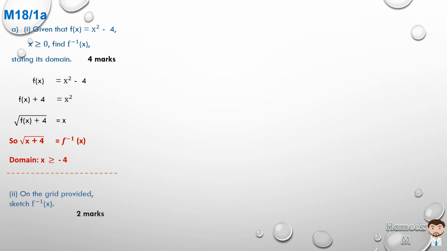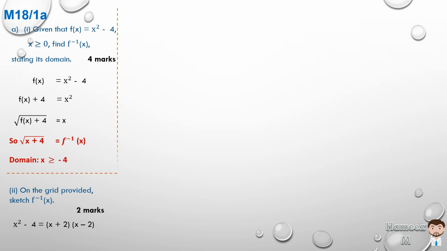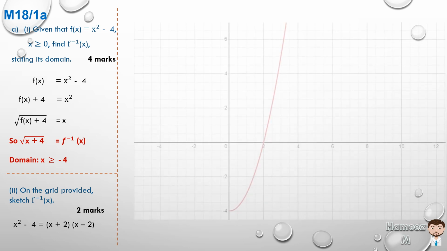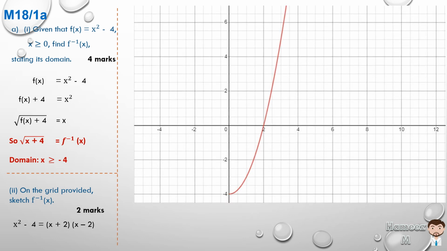Part 2, on the grid provided, sketch f inverse x. Now let's recall that if the function is x squared minus 4, then that's the same as x squared minus 2 squared. So that will be the difference of squares. So the factors will be x plus 2 by x minus 2. And if we're making a sketch of that, let's have that in a red line coming up. It will be cutting at 2. And if we look at the domain, x was greater than or equal to 0. And it cuts at minus 4.